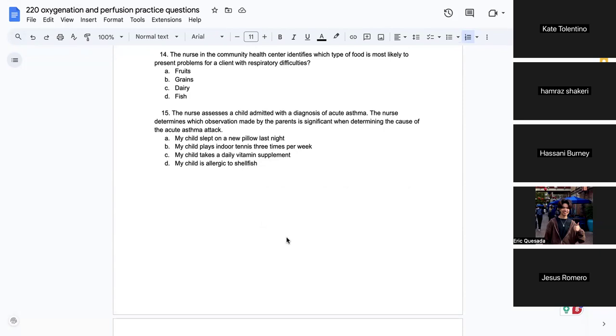Alrighty. 14. The nurse in the community health center identifies which type of food is most likely to present problems for a client with respiratory difficulties. A, fruits, B, grains, C, dairy, or D, fish.